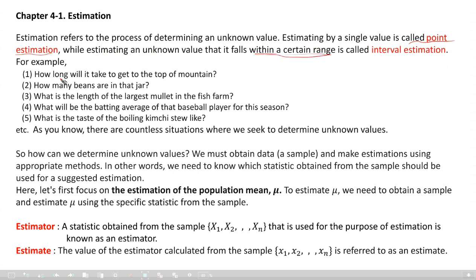For example, how long will it take to get to the top of a mountain? How long will it take to get to the summit? Then you may ask several people coming down, because they have experience getting to the summit. So you will decide, I think, how many beans are in the jar?